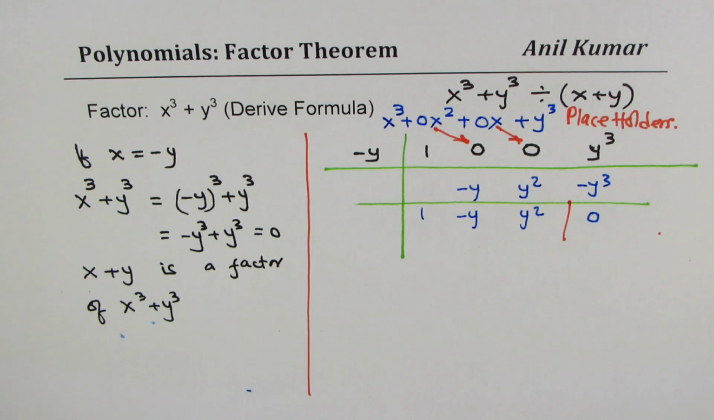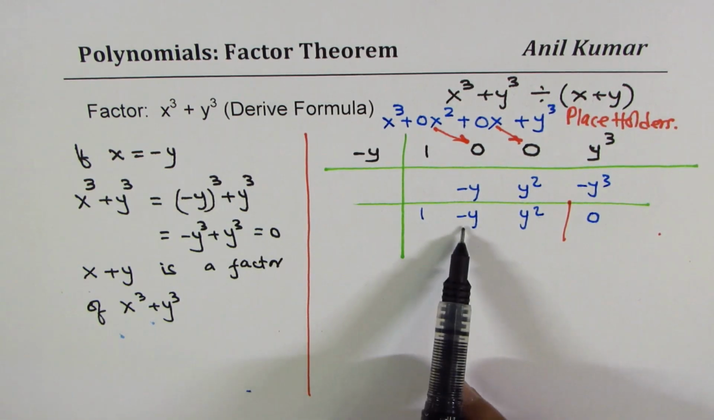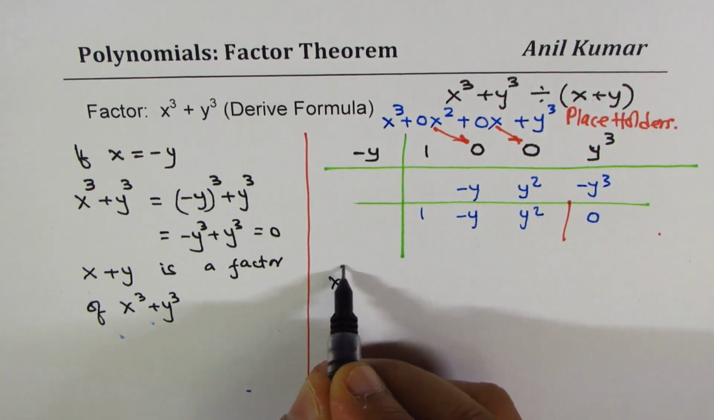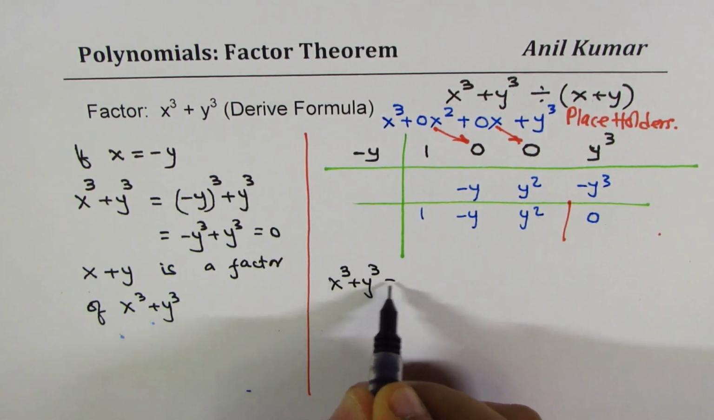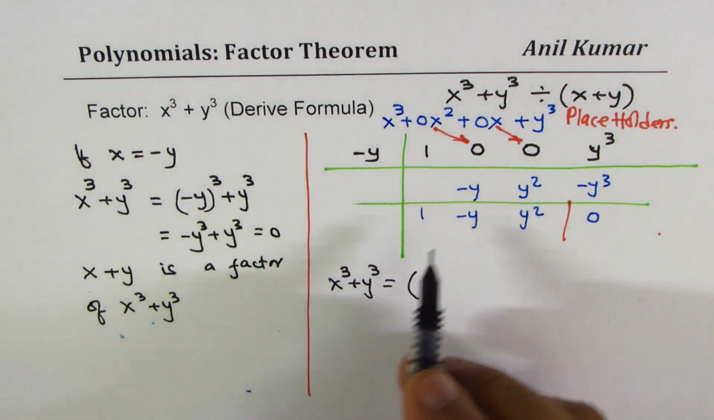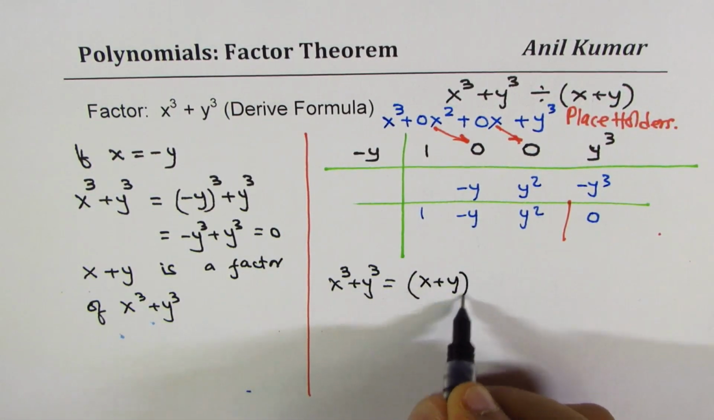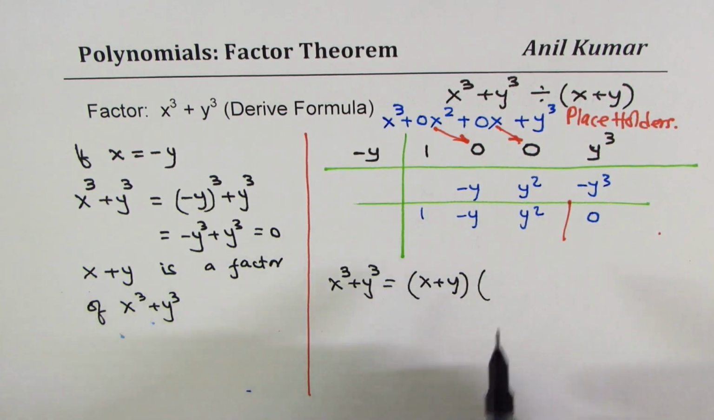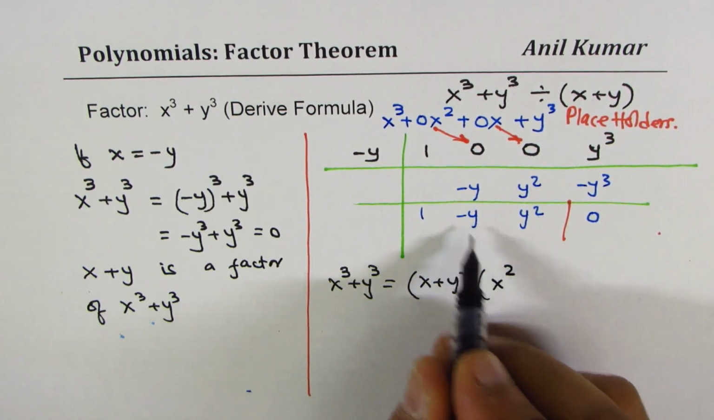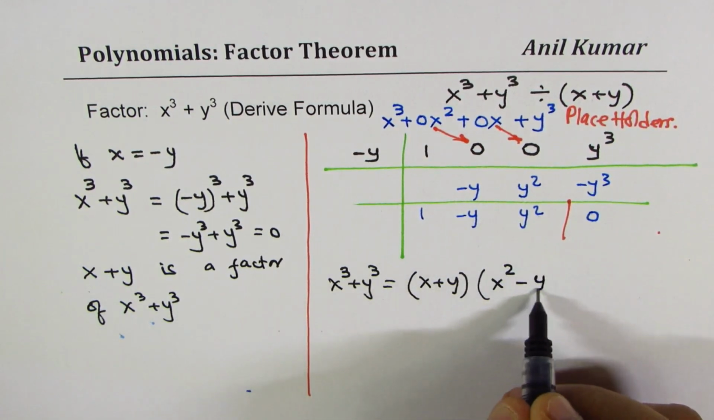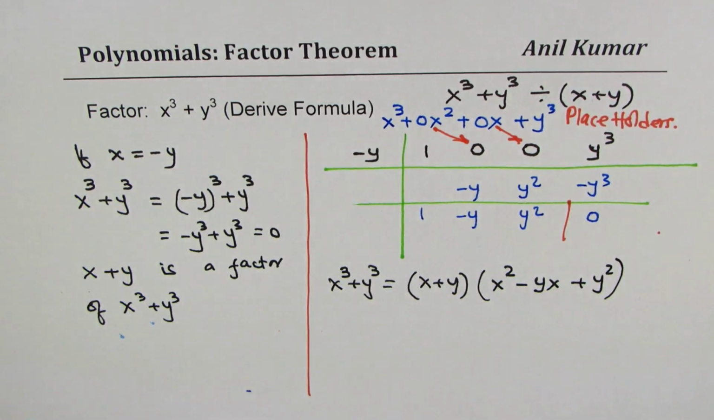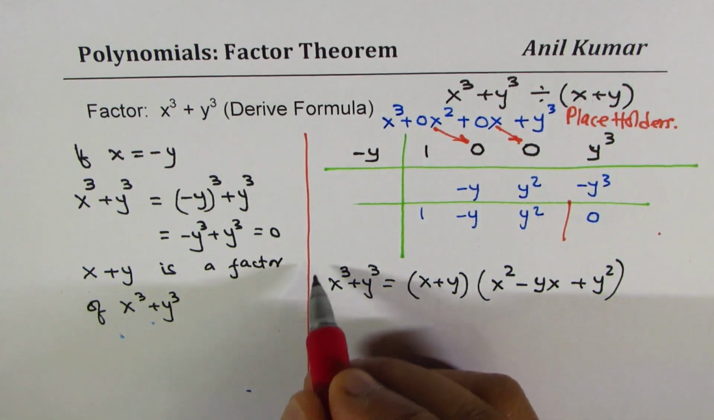So we have the other factor whose coefficients are 1, minus y, y square. So I could now write x cube plus y cube as equal to the first factor, which is x plus y, times the quadratic, right? So x squared minus yx plus y square. So this becomes the general formula for a cube plus b cube.